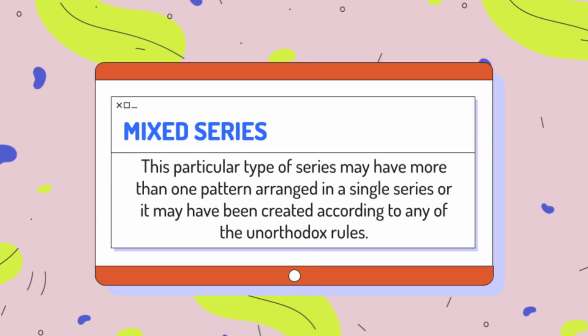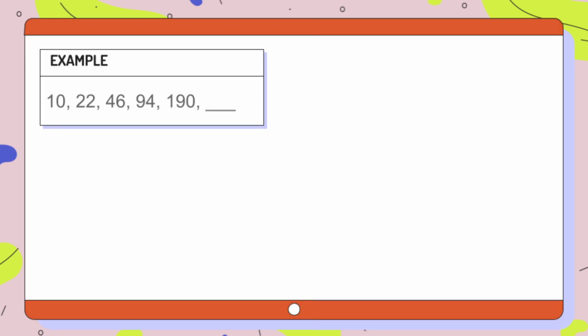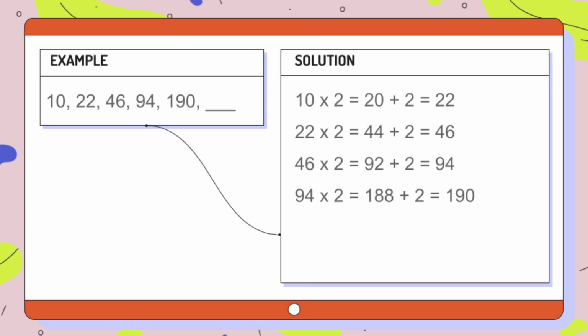Mixed series. This particular type of series may have more than one pattern arranged in a single series, or it may have been created according to any of the unorthodox rules. Example, let's say we have 10, 22, 46, 94, and 190. What's the next number of the sequence? Here is the solution. You must multiply it by 2 and add 2 to know the next number in the series. So you will notice that it has more than one pattern arranged in the series.